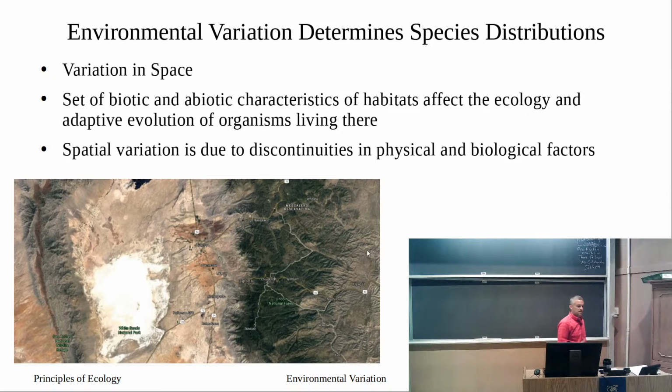Now, what causes this spatial variation across the landscape? Well, a lot of it's due to discontinuities in our physical and biological factors. It's going to be due to changes in our weathering events, changes in moisture content. It's going to be changes in wind pattern and so forth. And that's what we're going to be looking at.